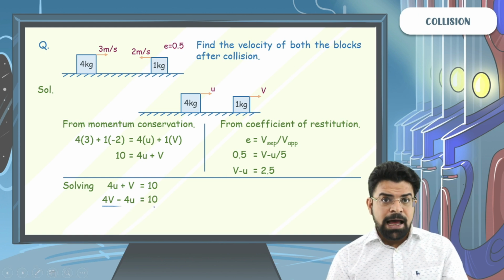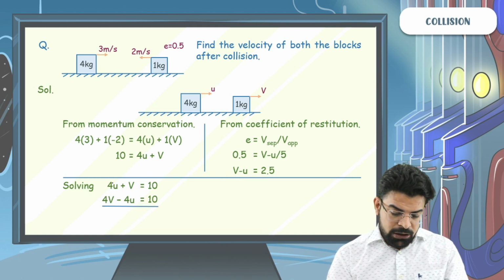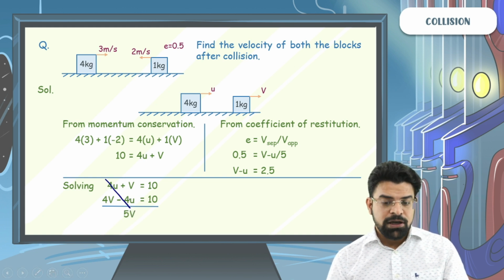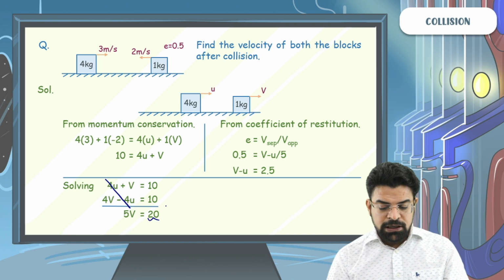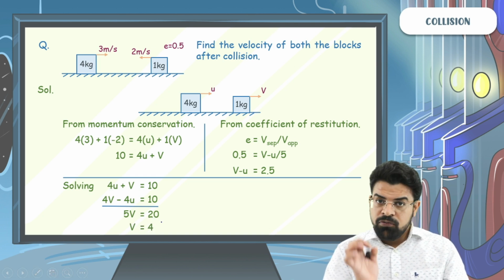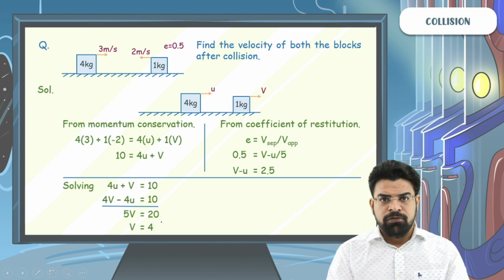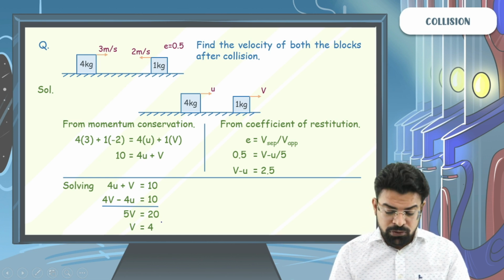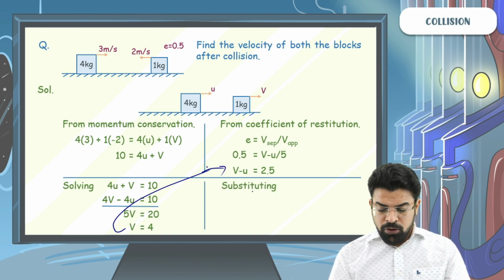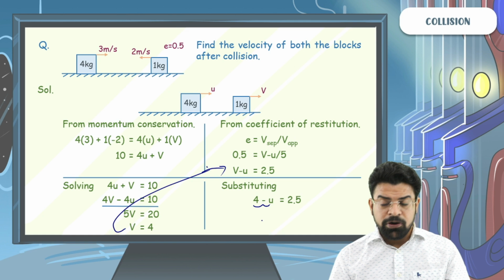Now, when I add both the equations up, this 4u and 4u get cancelled. So I get 5v equals 20, and if 5v equals 20, then v has to be equal to 4 meter per second. Once I have found the value of v, it is very easy to find u. Simply substitute v here. So you will get 4 minus u equals 2.5, hence u will be equal to 1.5.